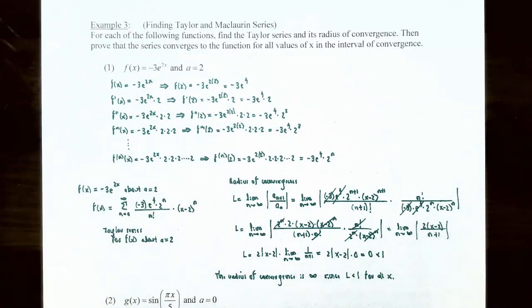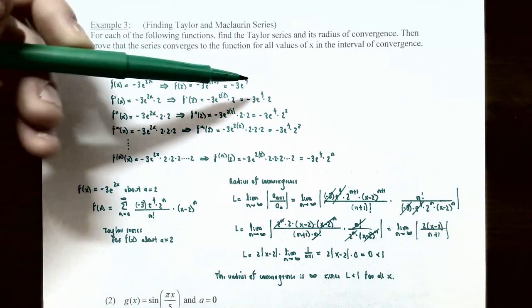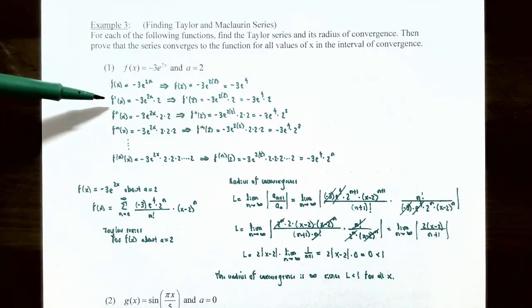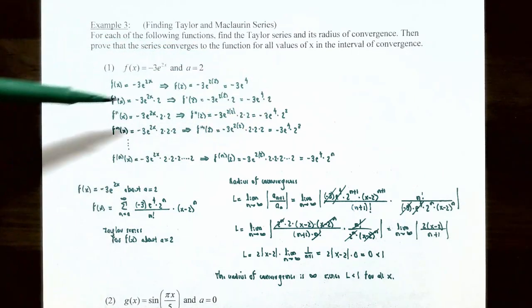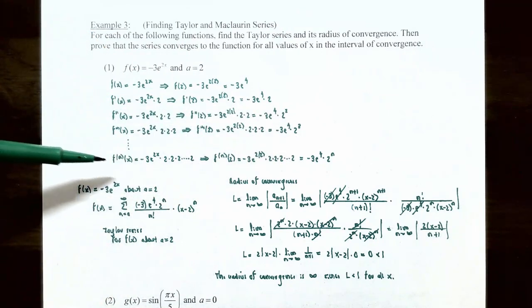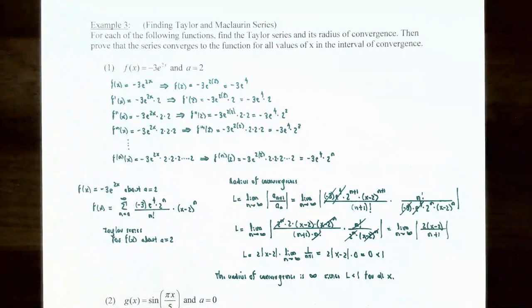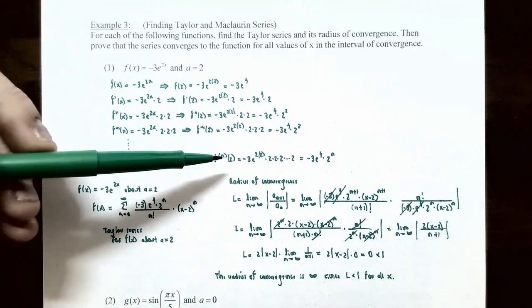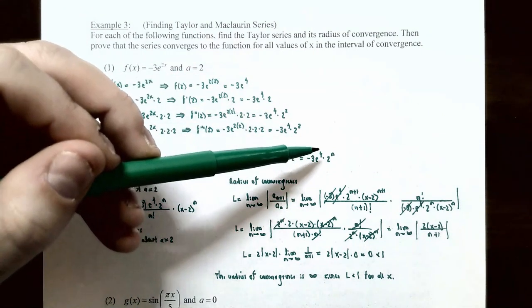And now let's notice the pattern, how many 2s we actually have. Our original function had 2 to the 0 power. Our first derivative had 2 to the 1st power. The second derivative had 2 squared. The third derivative had 2 cubed as a factor. That means our nth derivative will have 2 to the n as a factor. So our nth derivative evaluated at 2 will be negative 3 e to the 4th times 2 to the n.